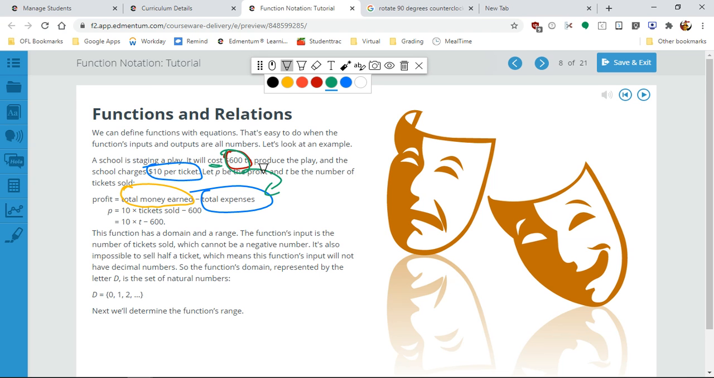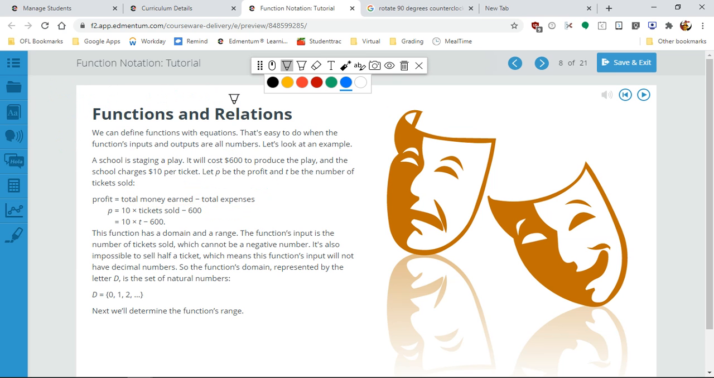Those are my expenses. What I'm putting into it is 10 times however many tickets I sold minus my cost. I'm paying you guys $600, so I better sell a lot of these tickets. You guys are doing a play, I have to sell a lot of these tickets. If I don't sell any tickets, I just lost money because I still have to pay you guys. I'm not going to not pay you. If I only sold one ticket, well, I lost less money.